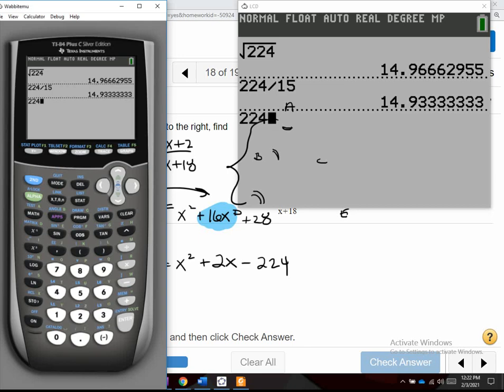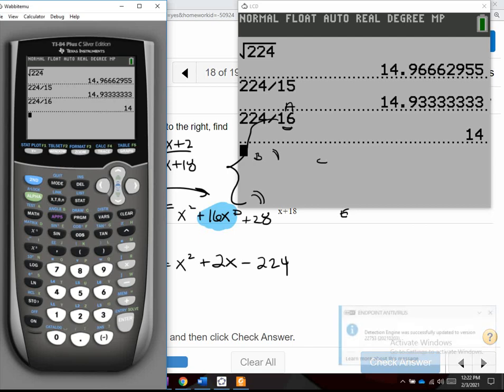So what I do then is I go to 224 and I divide by the next integer. So I went to 15, so I can divide by 16. And it gives me 14. Or 16 and 14, 2 units apart. So there's your factor. X plus 16, x minus 14. Does that make sense? Okay.